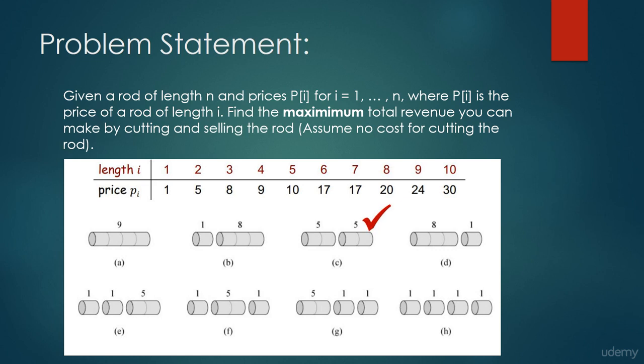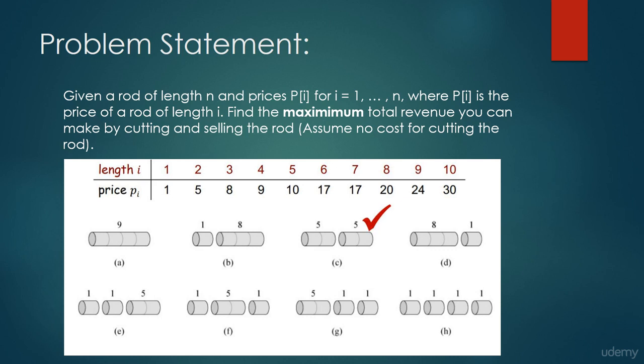So let's say I have a rod of length 9. I could just sell the rod, and from this table I can see that if I sell it without cutting it, in one piece, I would get $24. But if I cut it into a piece of length 1 and a piece of length 8, I can sell the 1 piece for $1 and the 8 piece for $20, and that's $21, but that's still less than the 24 that I would get from just selling it whole. Again, there are so many different ways of cutting the rod.